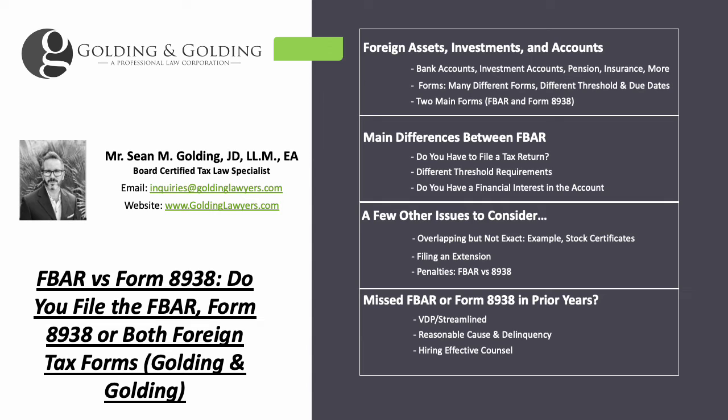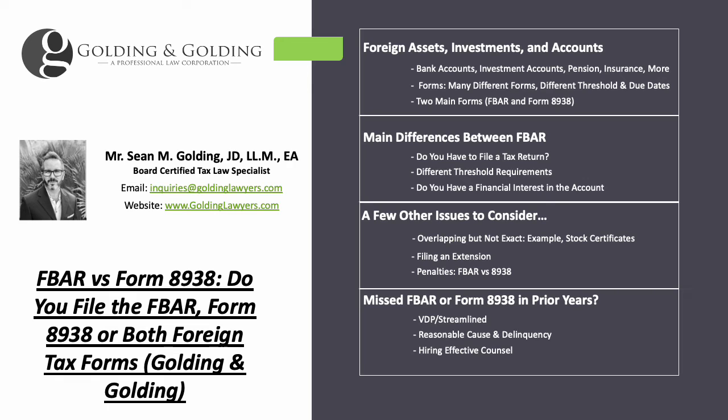Filing extension is a bit different too. Since the Form 8938 is part of your tax return, if you file an extension for your tax return, the Form 8938 goes on extension as well. With the FBAR, it's due April 15th. You might find stuff online saying it's due June 30th. That changed, I think, in 2016. Now it's due April 15th, but it's on what's called automatic extension. So you get into October, you don't have to file any specific form.